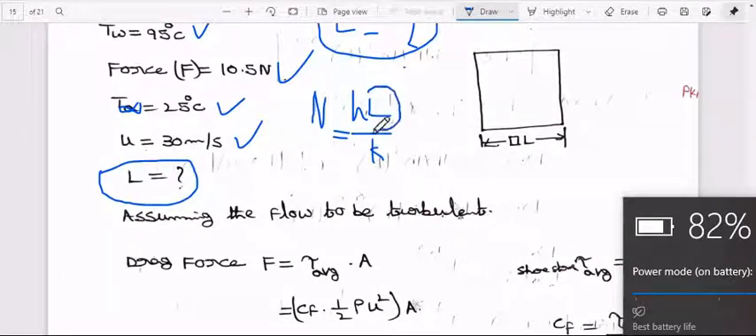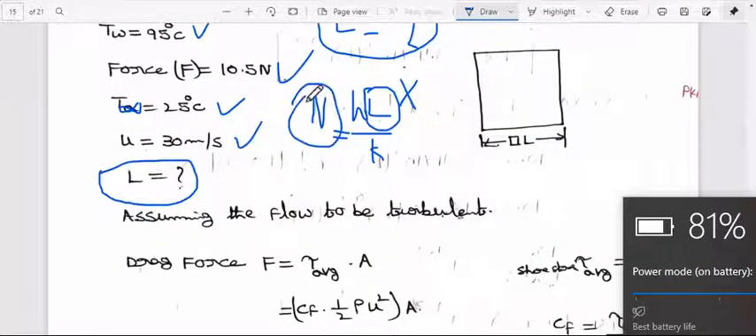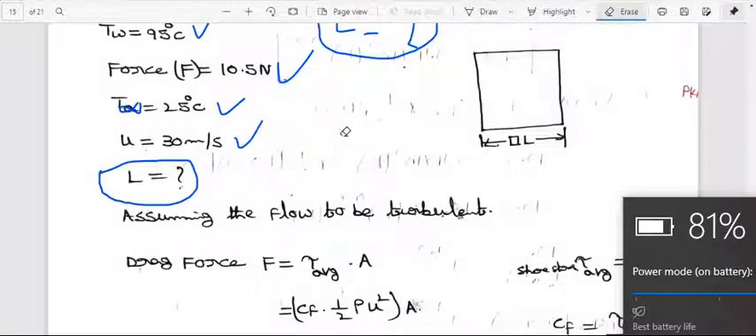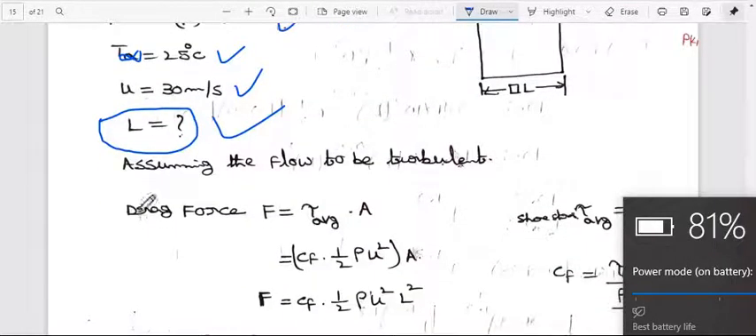So the L value is an unknown parameter, so we don't need to calculate this NU value yet. Here in this formula, NU is equal to hL by k. So what is the L value? First of all, we need to calculate the L value.